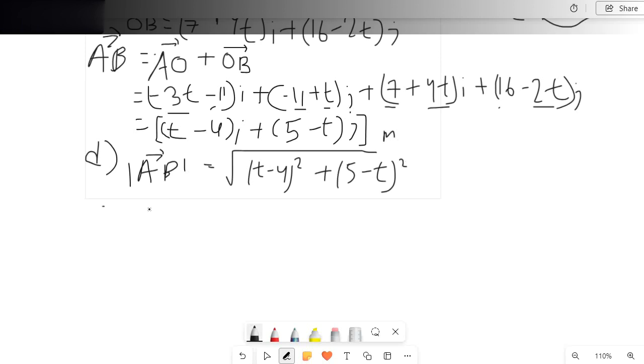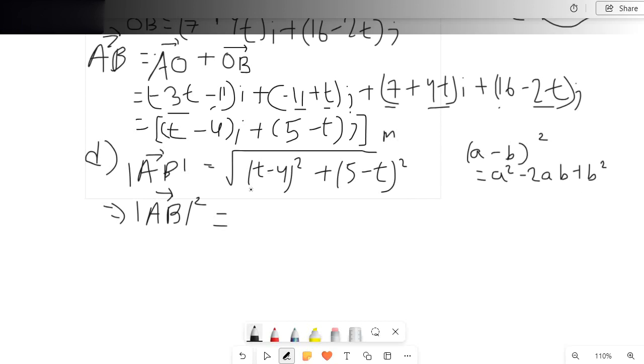And squaring both sides we have modulus of AB squared. So we know the formula of (a minus b) whole square being equal to a squared minus 2ab plus b squared. So therefore, using that formula, we can say that (t minus 4) whole square is t squared minus 2 into t multiplied with 4 plus 4 squared, plus (5 minus t) whole square, which is also 5 squared minus 2 into 5 into t plus t squared.